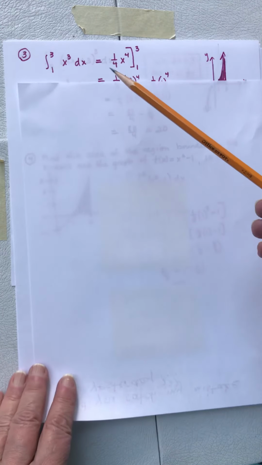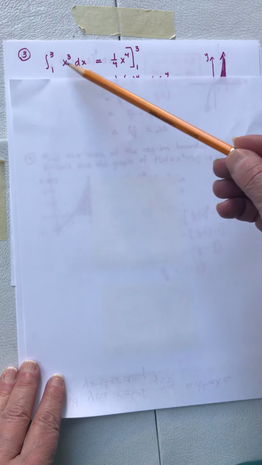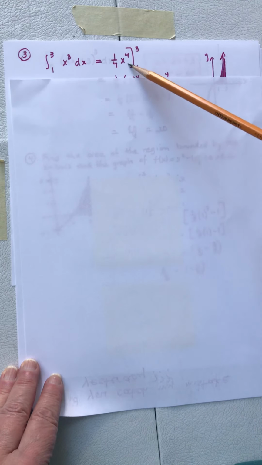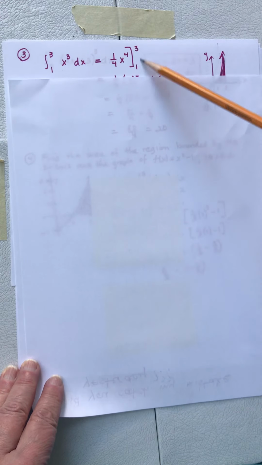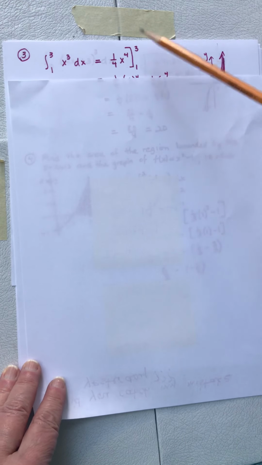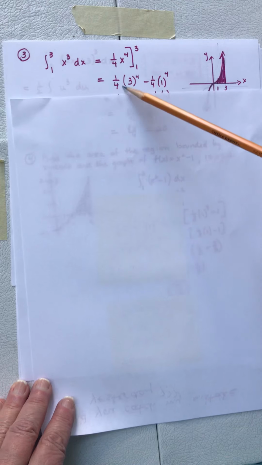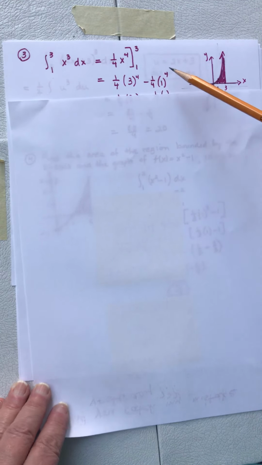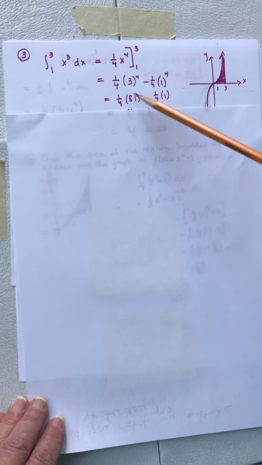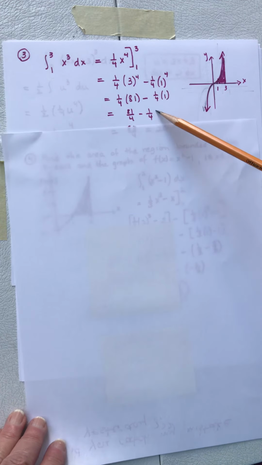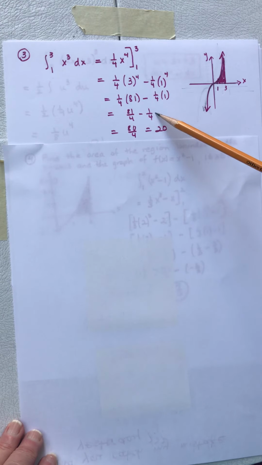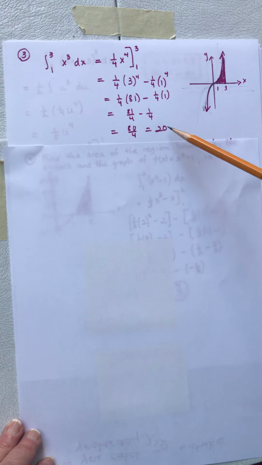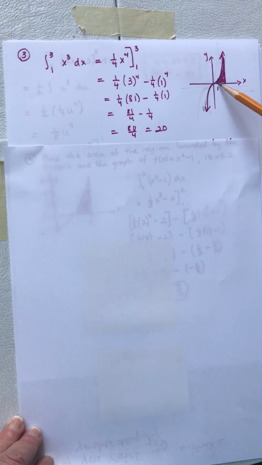What do we do? We find the antiderivative of x cubed, which you now know is 1/4 x to the 4th. Copy these numbers over here on our little bracket. Plug the 3 in first, so we get 1/4 times 3 to the 4th power minus 1/4 times 1 to the 4th, and then just work it out. 1/4 times 81 minus 1/4 times 1, 81/4 minus 1/4, and we get 80/4, which is 20. So 20 square units is the area bounded by the curve and the x-axis and those vertical lines.